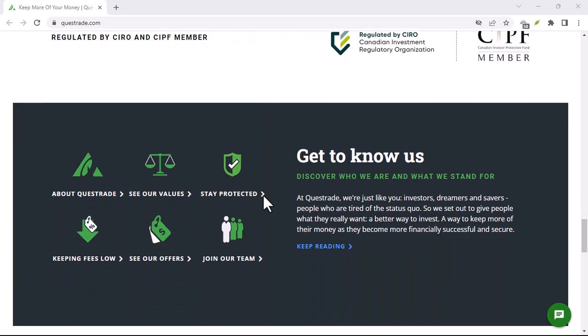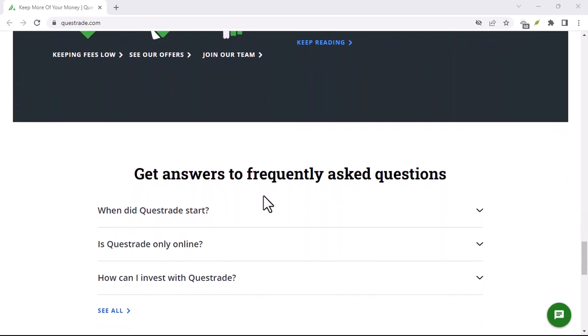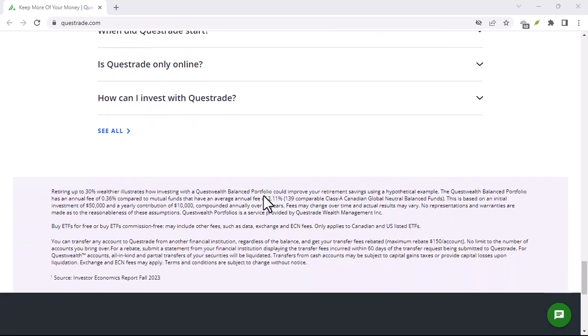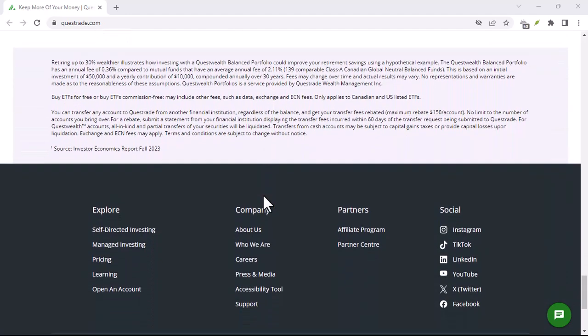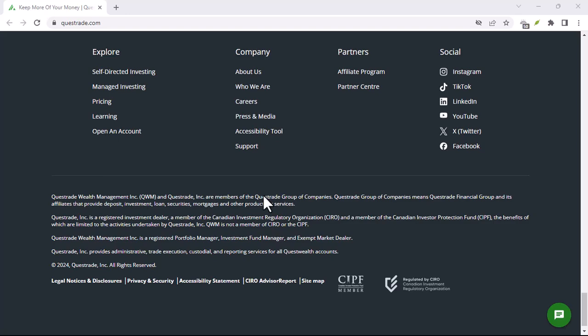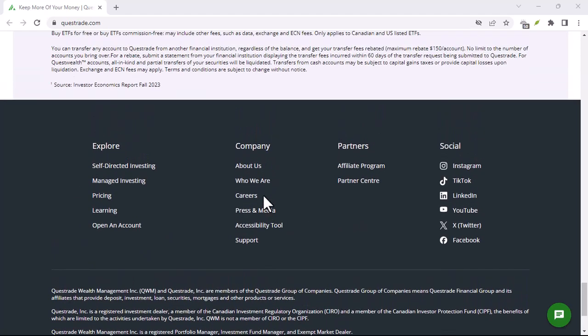Questrade Business Account. If you're a business owner, you can open a Questrade Business Account. This type of account gives you access to a variety of business investment tools and resources.